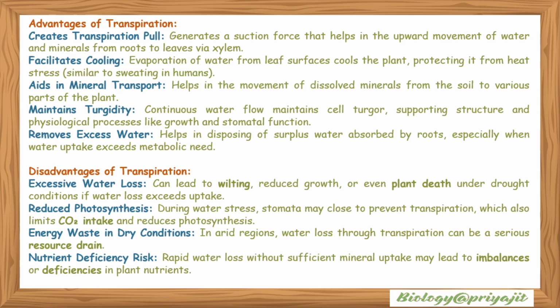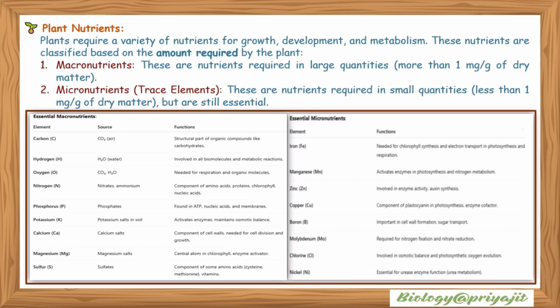So we have studied the advantages and disadvantages of transpiration. Now, plant nutrients. Plants require a variety of nutrients for growth, development, and metabolism. These nutrients are classified based on the amount required by the plant. Macronutrients are nutrients required in large quantities, more than 1 milligram per gram of dry matter. And micronutrients are nutrients required in small quantities, less than 1 milligram per gram of dry matter, but they are still essential.